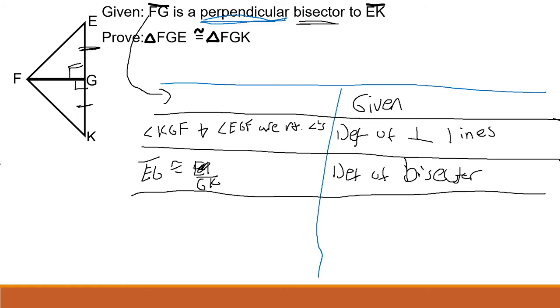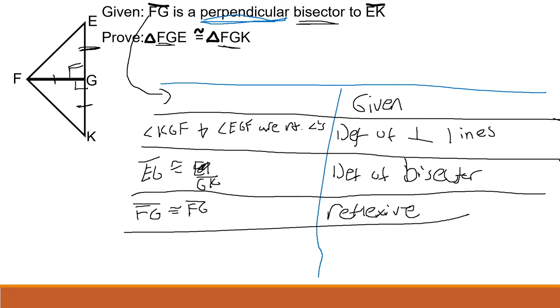But one thing I haven't done yet that I probably should have done first is I can see a reflexive line, which is that FG, right? FG is that line that's in between both triangles. And again, FG here, FG there. So I'm going to say that FG is congruent to FG by reflexive.